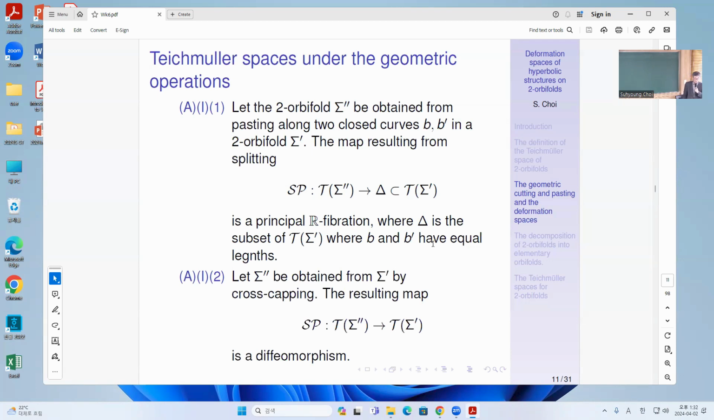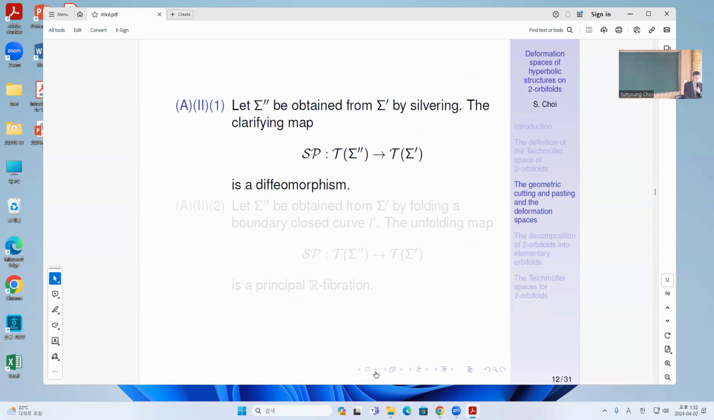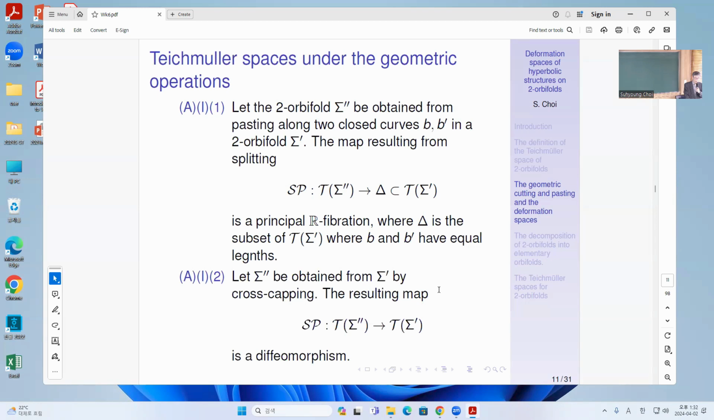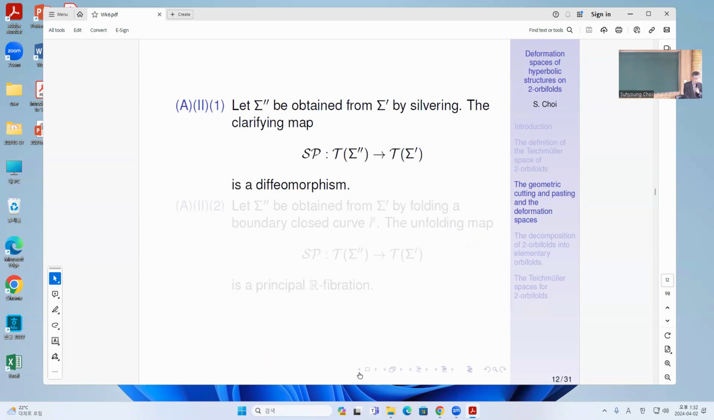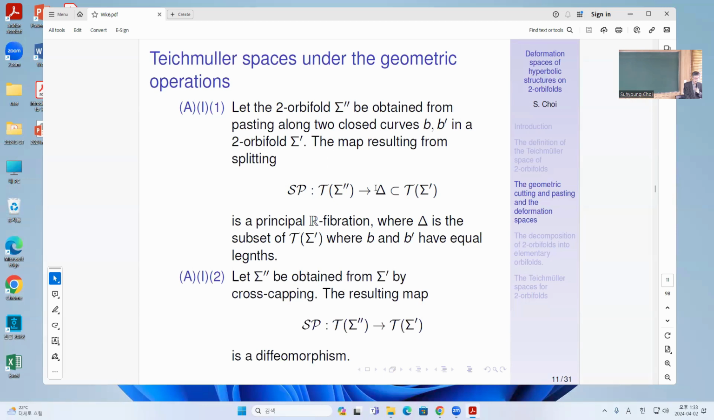And then if sigma double prime is obtained from sigma prime by cross-capping, the result is a diffeomorphism, because there's just a unique way to do it, and there's no more construction. Also, for every point here, you can always construct the sigma double prime. Cross-capping always exists, right? So that's why it's onto. And of course, this is the image, because whenever the lengths are the same, you can always construct back the glued space, sigma double prime.